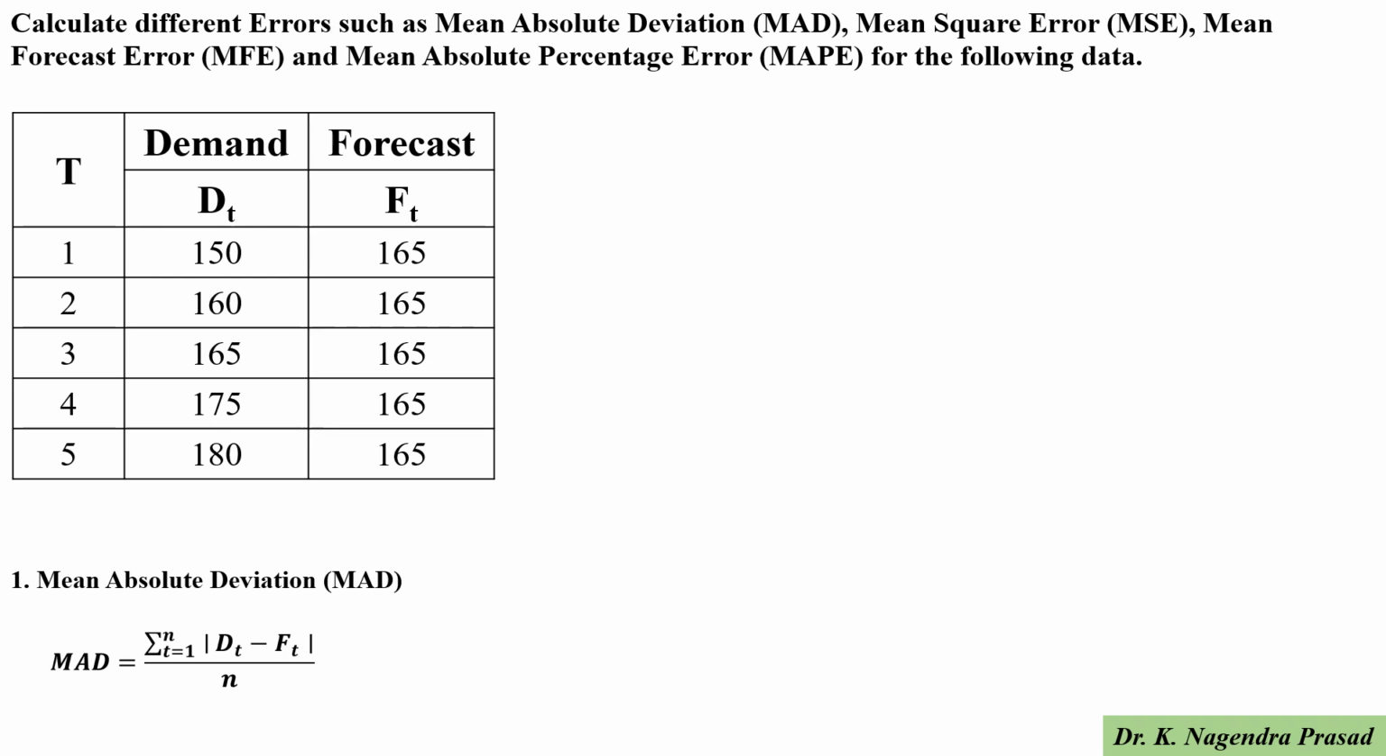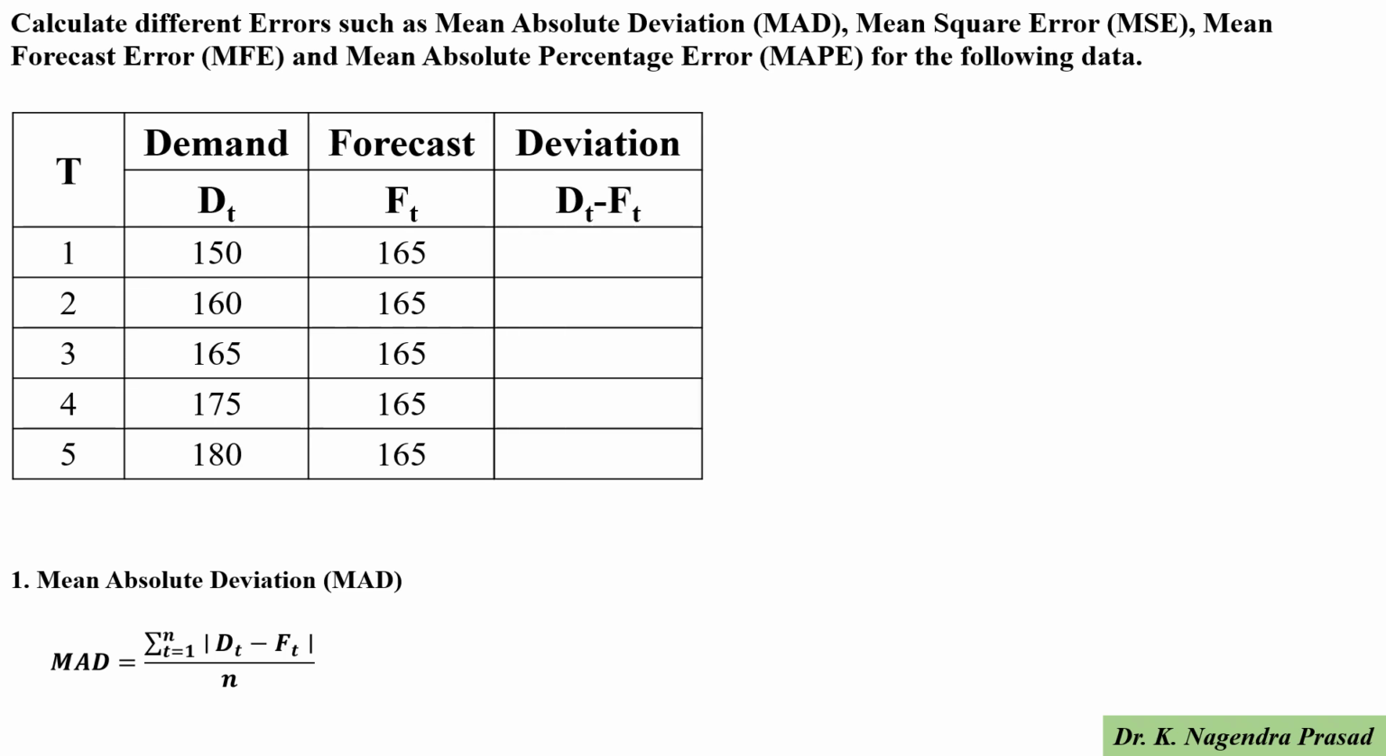We know that mean absolute deviation equals the summation of t equal to 1 to n of absolute dt minus ft, divided by n. First we have to calculate the deviation, that is dt minus ft. For the first time period, dt minus ft is 150 minus 165, which is minus 15, and for the next time period 160 minus 165 is minus 5, next one 165 minus 165 is 0, next 175 minus 165 is plus 10, and next 180 minus 165 is also plus 15.